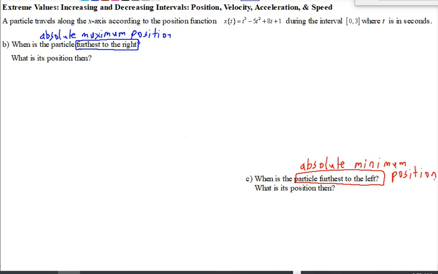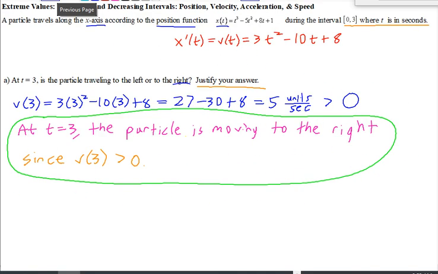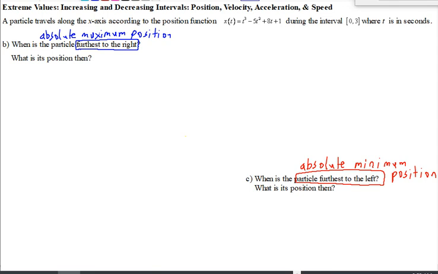Okay. So the key concept to remember in calculus is whatever you're trying to maximize or minimize, and we're eventually going to do both, you need to use its derivative and find its critical numbers based on its derivative. So, since this is our position function, x of t, we need its derivative, velocity, which we already found in part A, 3t squared minus 10t plus 8, and set that equal to 0.